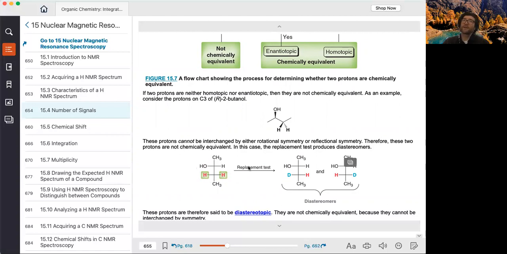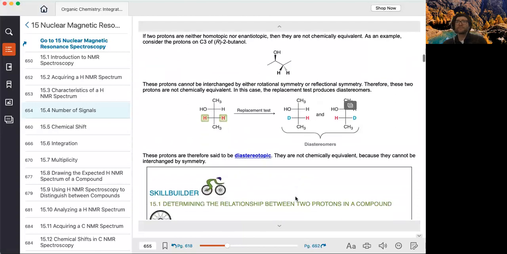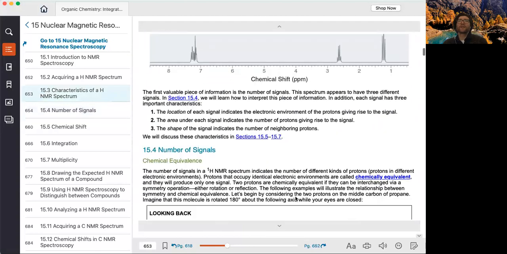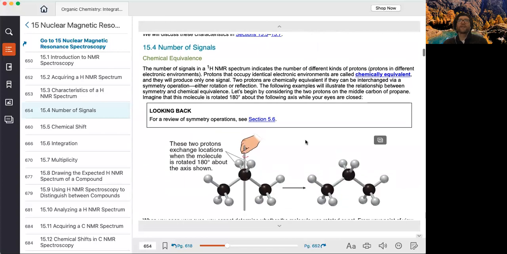And one reason why they will be different is because this proton will experience a different electronic environment due to the close proximity of this oxygen. And that is section 15.4.